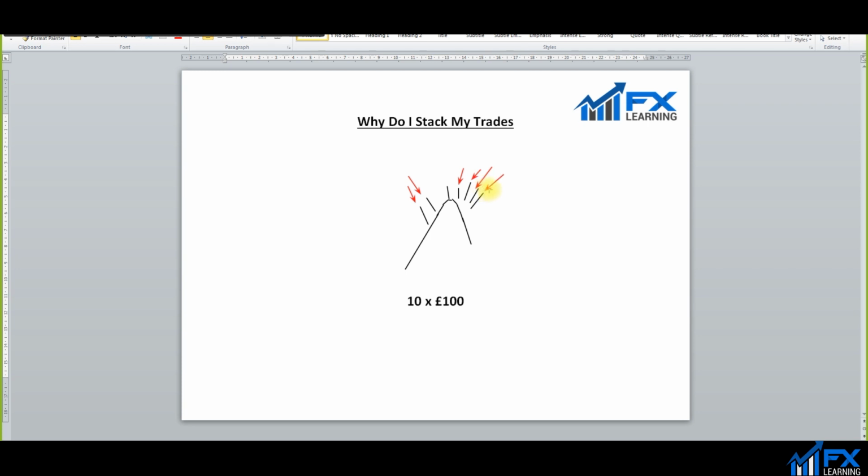Now see what I'm doing here. I've got the same size risk. So I'm still risking £1,000 whether I take one trade or 10 trades. But what I'm doing now is giving myself a greater chance of profiting from this particular setup, because even though these two trades lost, these trades won. So what you can see now is I'm profiting from a setup.